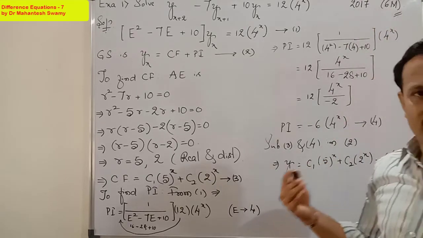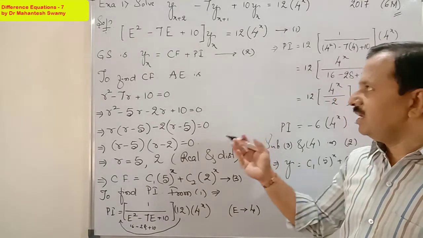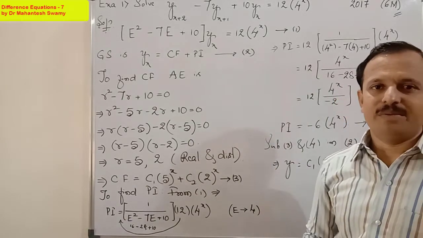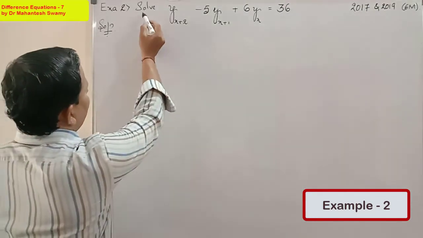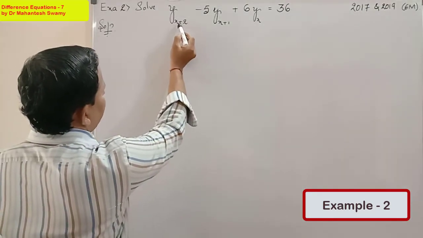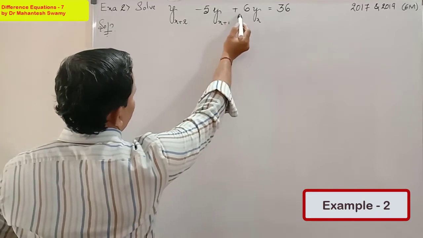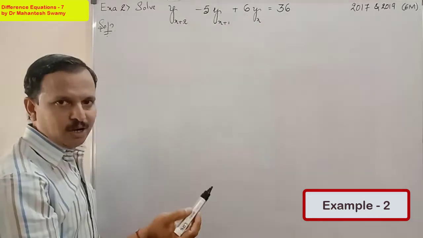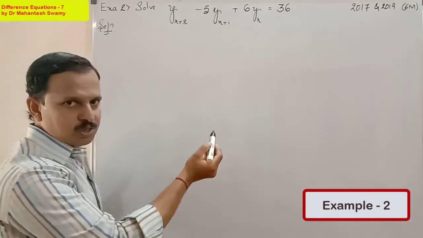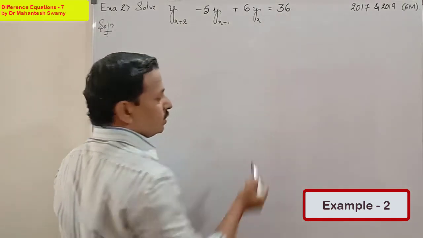So this is an important question. Please look at this problem carefully. Let us consider the second example. Here we have to solve the difference equation y(x+2) minus 5y(x+1) plus 6y(x) equal to 36. Of course, it is a second order non-homogeneous equation because the right hand side is not equal to 0.